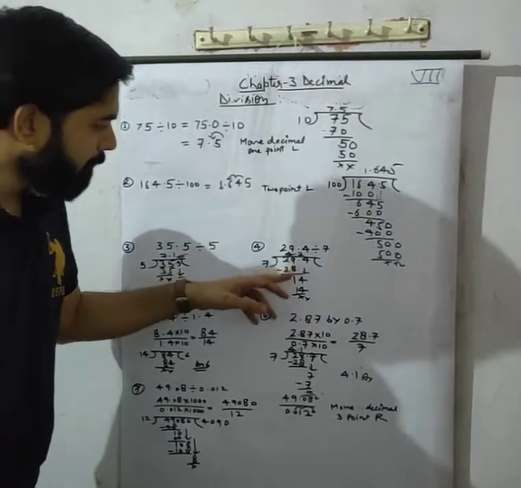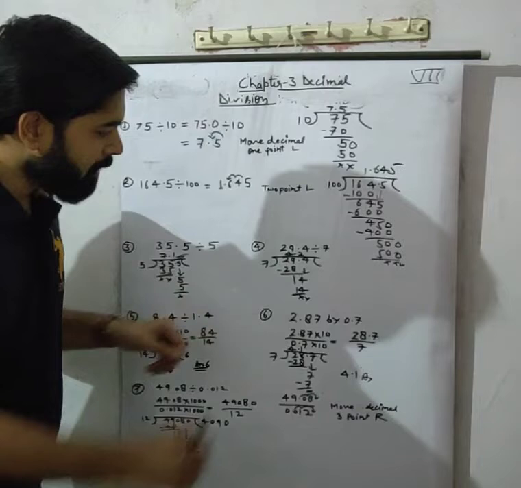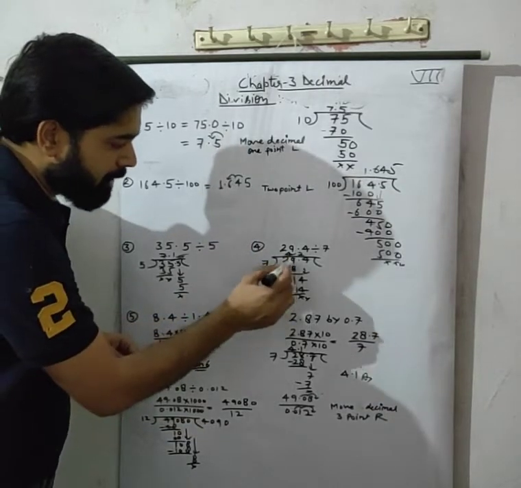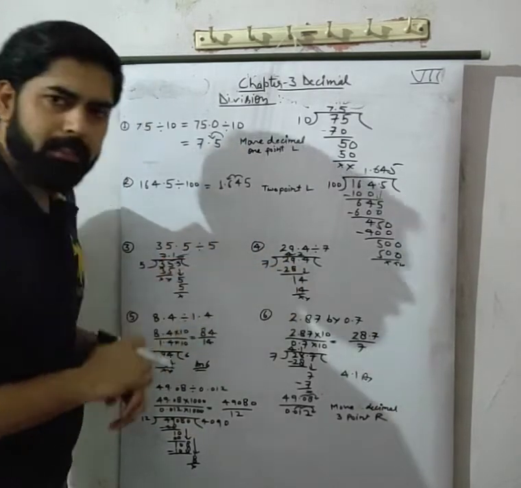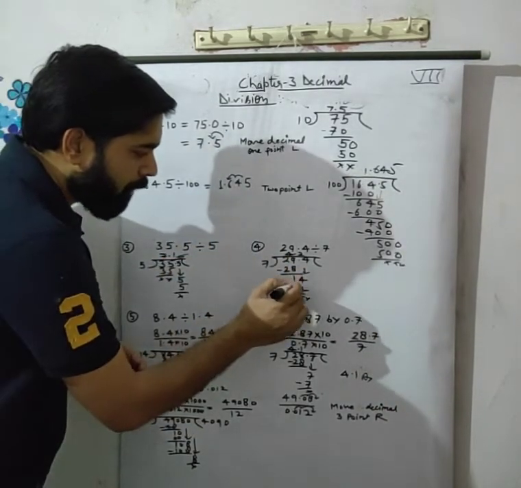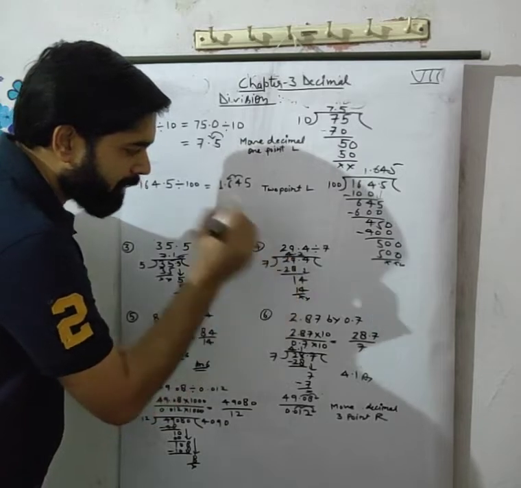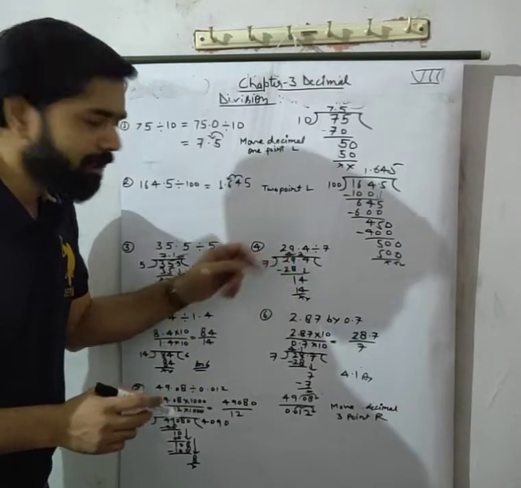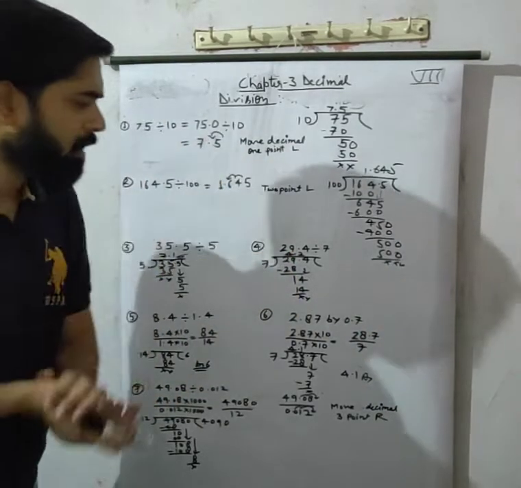So look here, 29.4 divided by 7. 7 fours are 28. Then after subtraction, what is here? 1. We need a digit here, 4. You can land the 4 here, now 14. And then the decimal, you can take the decimal here. Here is the decimal. So this decimal you can take just above the dividend.